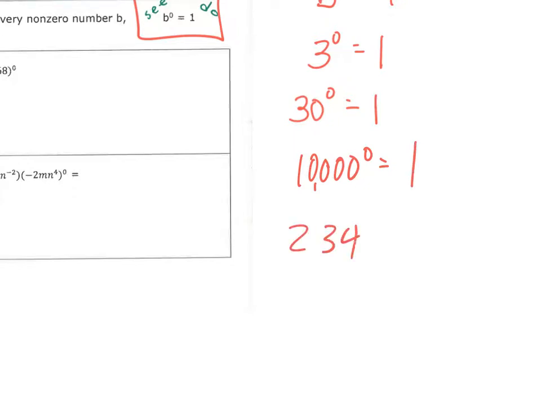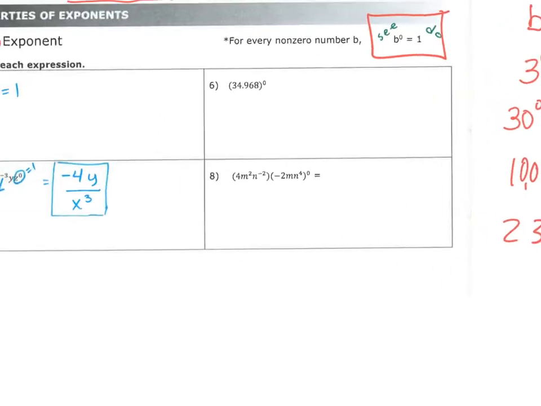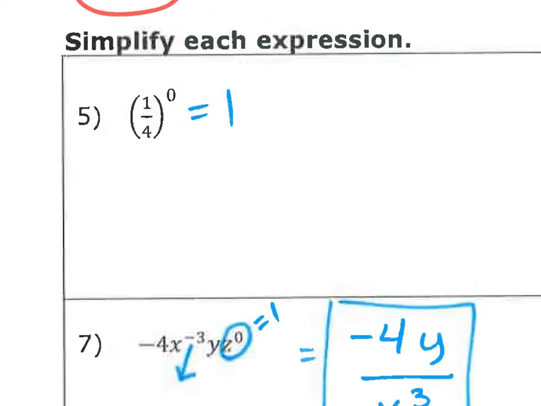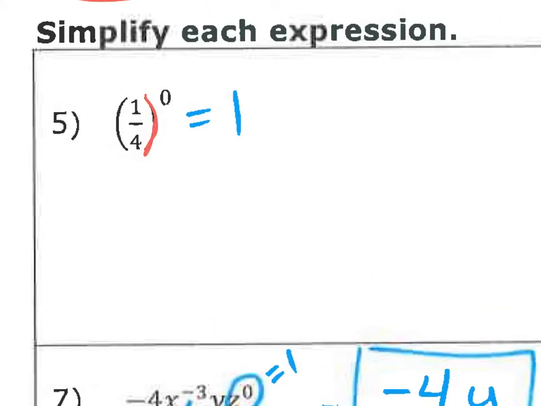Now I'm just going to write down a bunch of stuff. Raised to the 0 power, what does it equal? On 3, 2, 1. Yeah, it's 1. So this rule is super easy, right? So here I have my base of 1/4, and it's raised to the 0 power, so I know that equals 1.